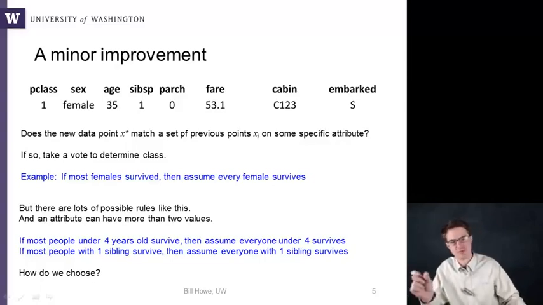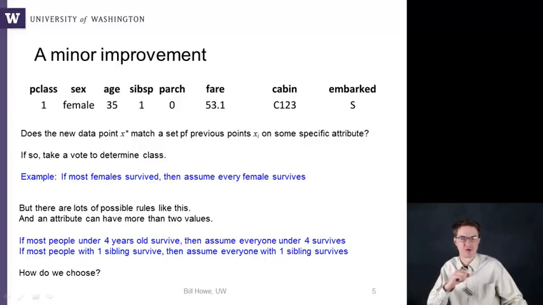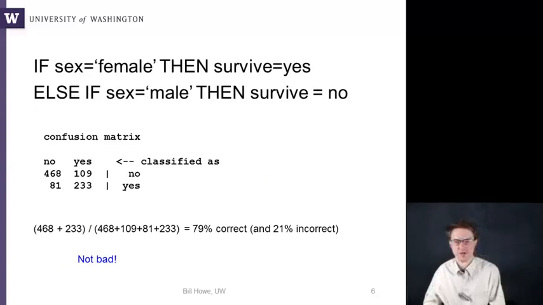So for example, you see a new passenger and you notice that it's female, then you can look back at all the other females you have, and if there's more females that survived than who did not survive, then you declare the new passenger must have survived as well. Okay. But there's lots of possible rules like this, one for every value of any attribute, and a particular attribute can have more than just two values, male and female. So you need some way of choosing among these.